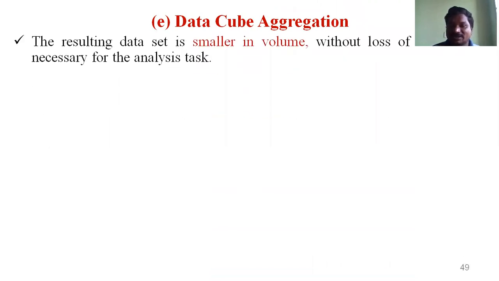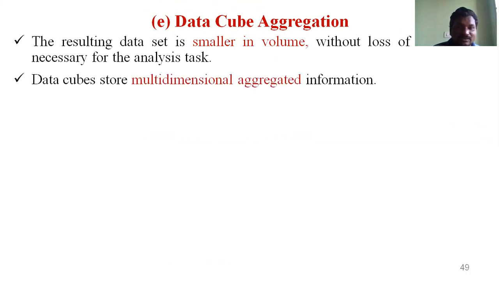Here another important one is data cube aggregation. It is a non-parametric method. What is a data cube? A data cube is a multi-dimensional model. In the data cube we are dividing data into different dimensions. A dimension is a perspective; the perspective representation is called a dimension. Here the resulting data is smaller in volume without loss of information necessary for the analysis task.